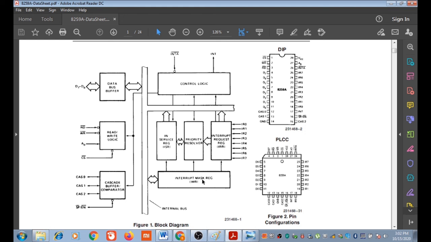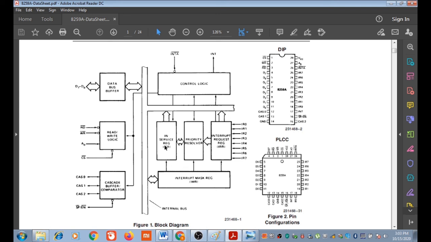Next, interrupt mask register, IMR. This is an 8-bit register used to mask or unmask individual interrupt request lines. Each bit in this register corresponds to the interrupt input line with the same number. That is, bit 0 in IMR corresponds to IR0, bit 1 of this register corresponds to IR1, and so on. To mask an interrupt request line, set the corresponding bit in the IMR.